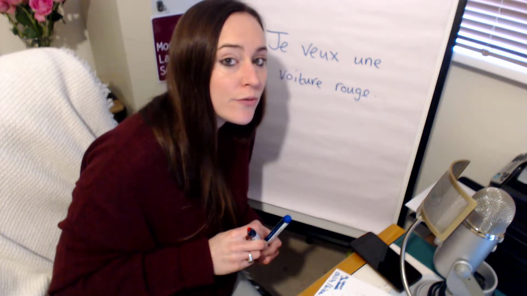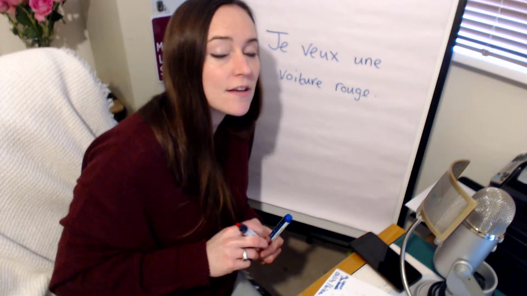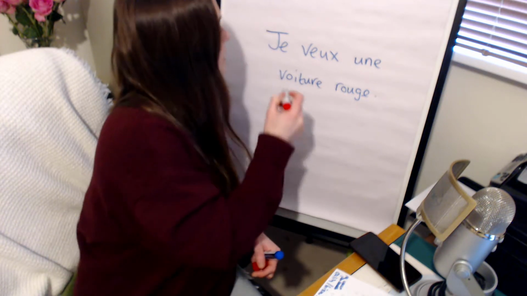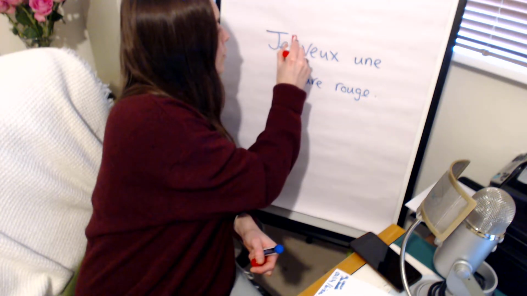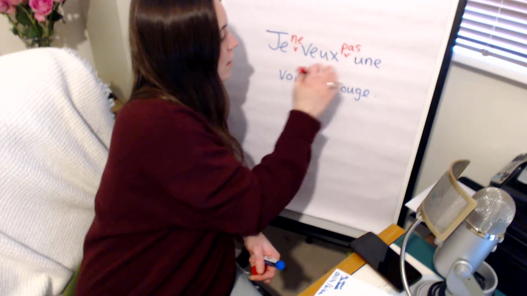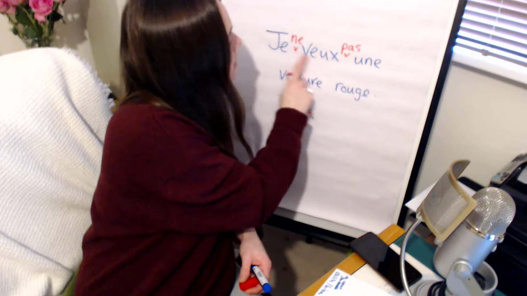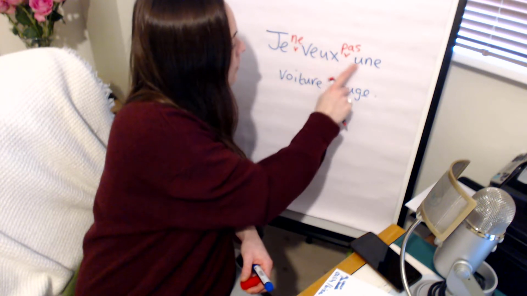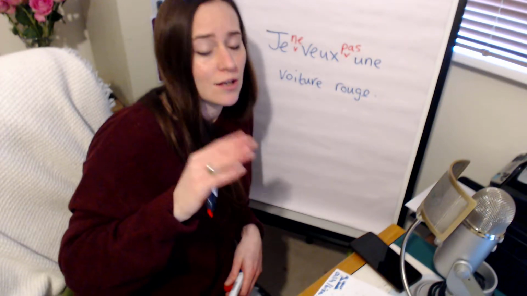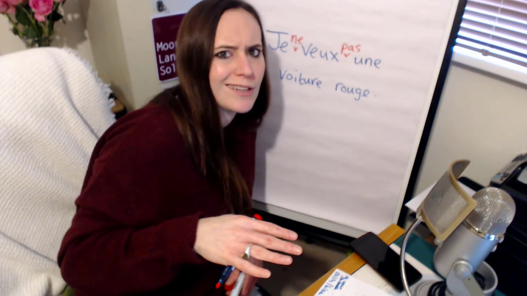Qu'est-ce que nous faisons? What do we do to make it negative? Yeah, so you'll start to see this. In fact, you'll see it probably every week. We put a ne and a pas around the verb. Okay, je ne veux pas une voiture rouge. Je ne veux pas une voiture rouge. Rouge. I don't want a red car.